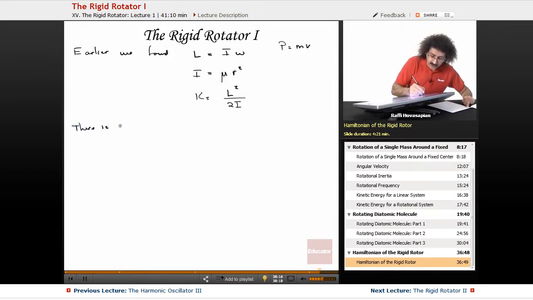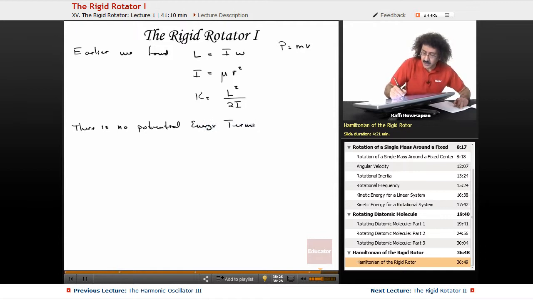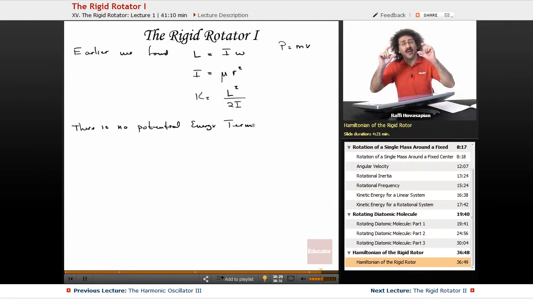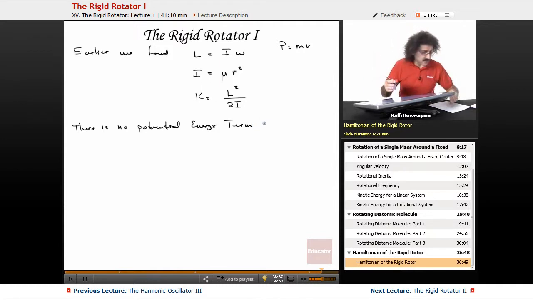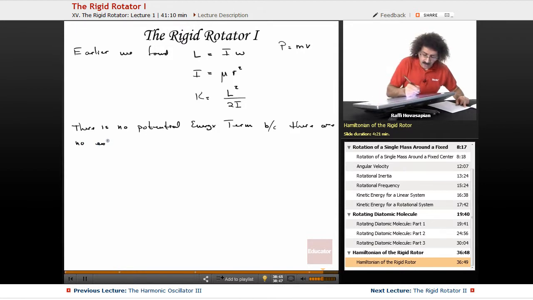Now, there is no potential energy term here. For some diatomic molecule that's just rotating in free space in any orientation, it actually doesn't matter, there is no potential energy term for this. So there is no potential energy term because there are no external forces on the masses.